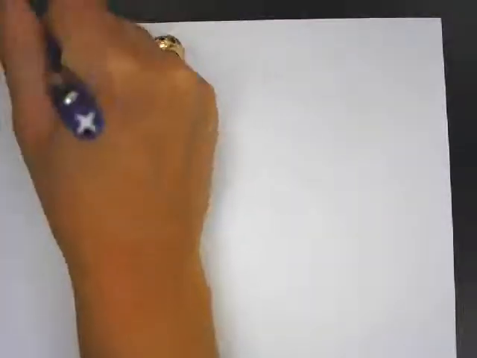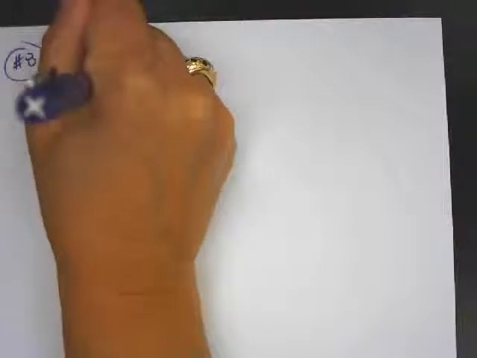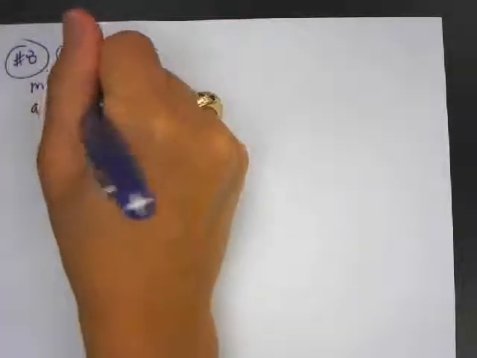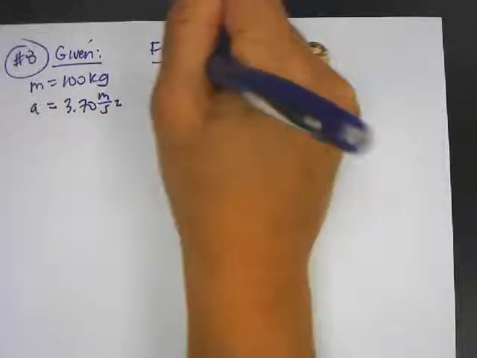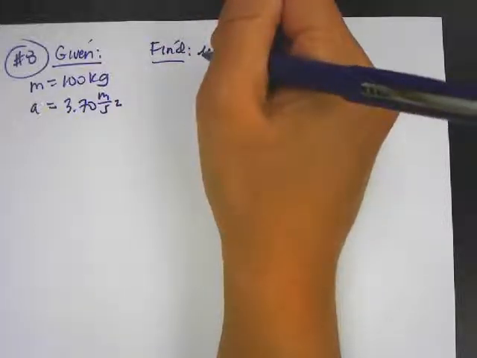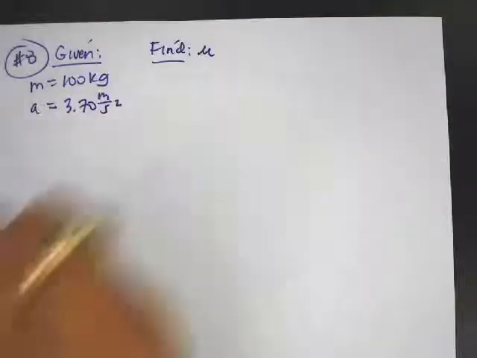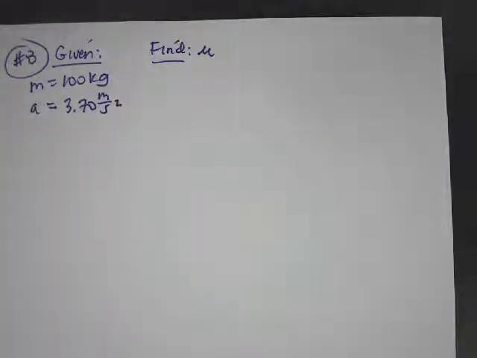All right, now we're going to look at number 8. Number 8 says a 100-kilogram commuter, so we're given that the mass is equal to 100 kilograms, is standing on a train accelerating. What is the coefficient of friction that must exist for the commuter's feet and the floor to avoid sliding? So the commuter's not moving, okay? And I want to find the coefficient of friction.